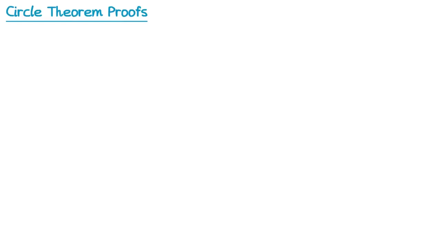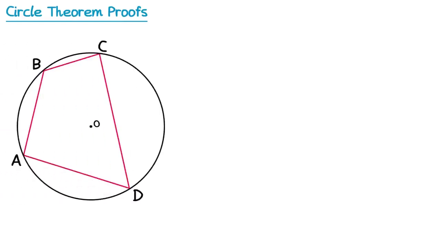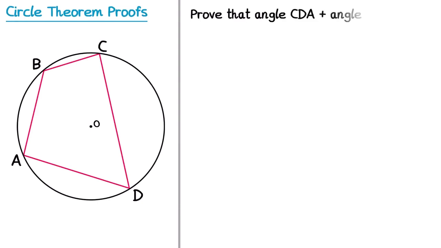Now on to proof number 3. This time we're going to prove the opposite angles in a cyclic quadrilateral add to make 180 degrees. The question might be worded like this. Prove that angle CDA plus angle ABC equals 180.